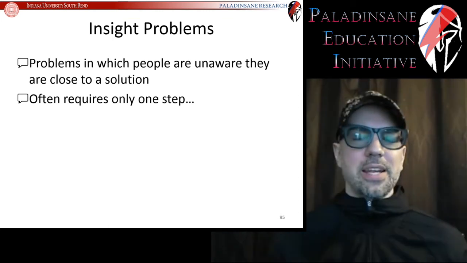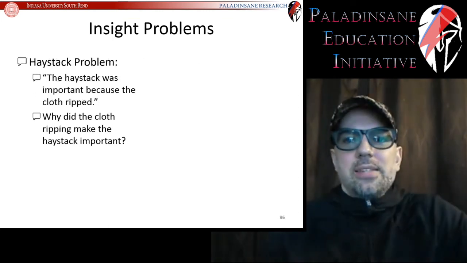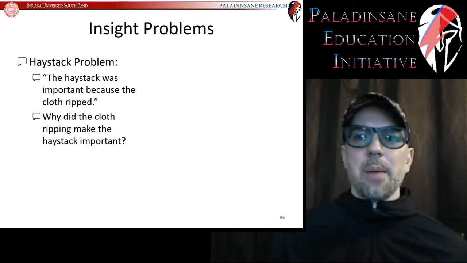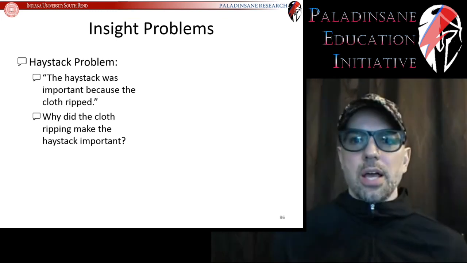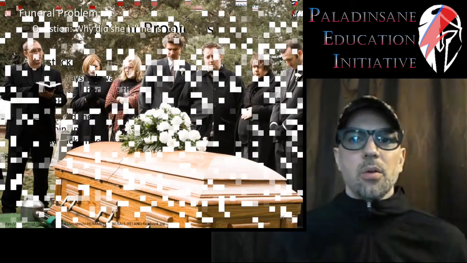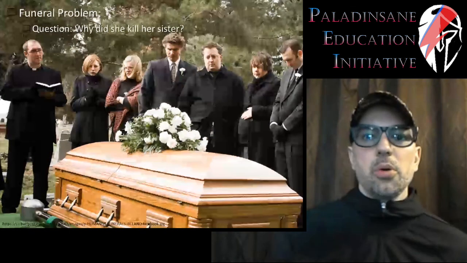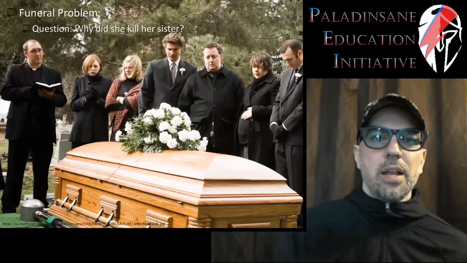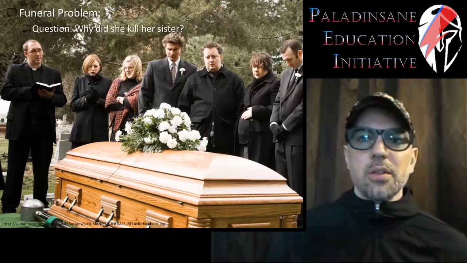But why is something like an insight problem, like the haystack problem, why is that difficult? It's one step. It's a parachute. Boom, you're done. Why is it so difficult to find that? And in the funeral problem, why did she kill her sister? Boom, she wanted the guy to come back, right? He was at one family funeral, he'll come to another one.